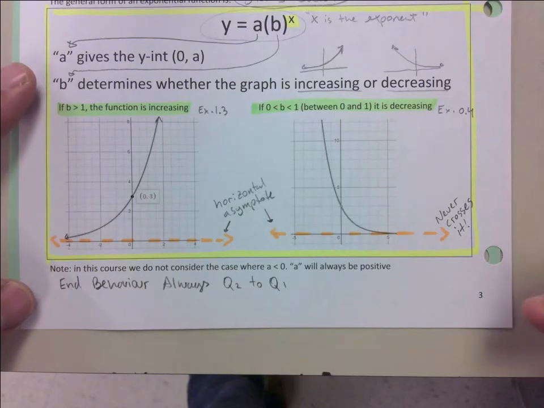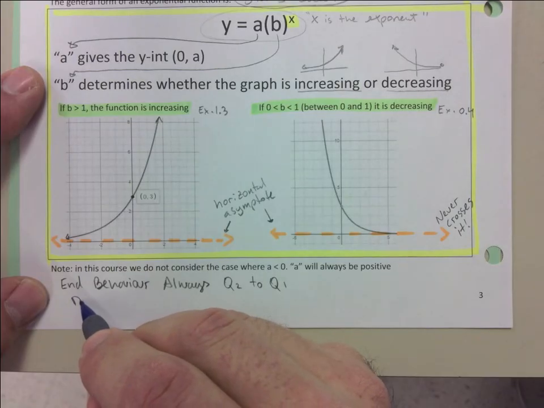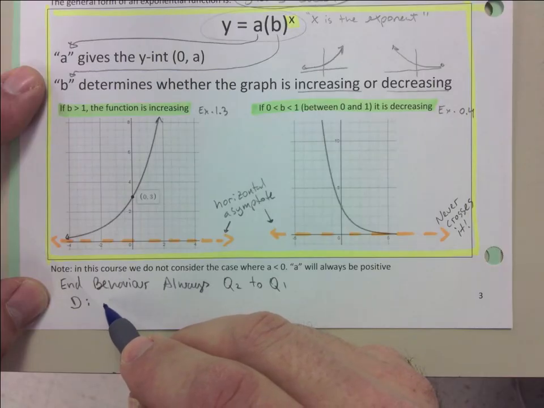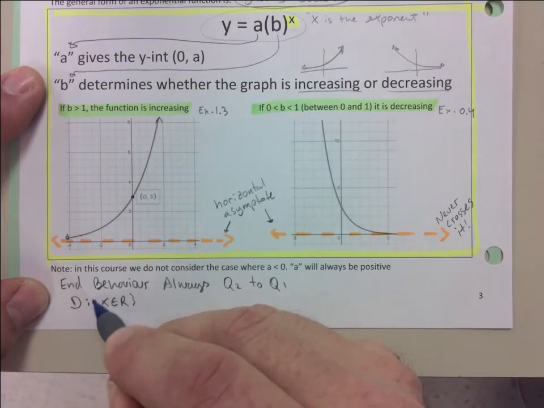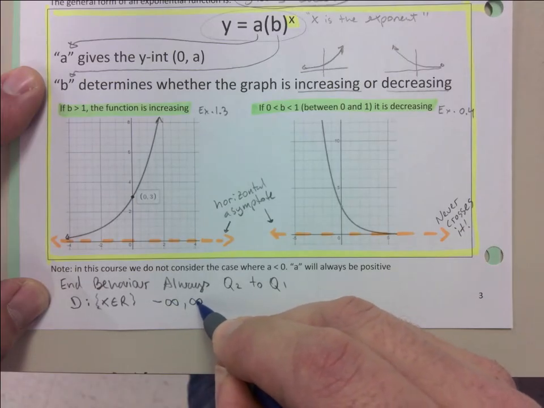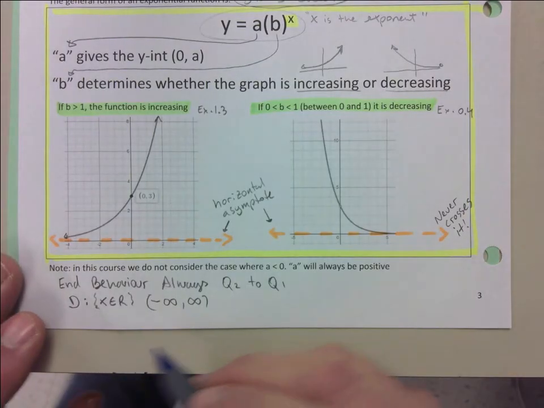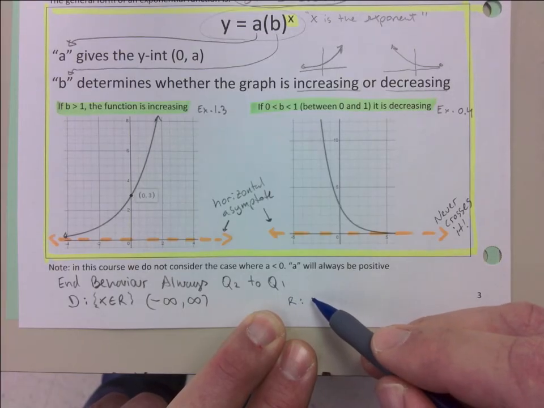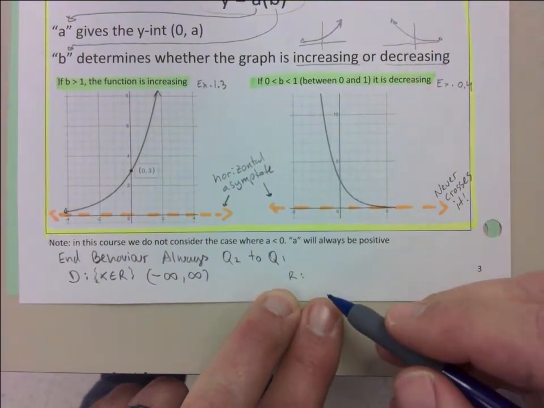Domain and range. Let's do the domain and range right under here, because it is the same. Domain is going to be all real numbers in set notation, or negative infinity to positive infinity. The range is going to be a little different. This is where what you've seen so far is going to be different.